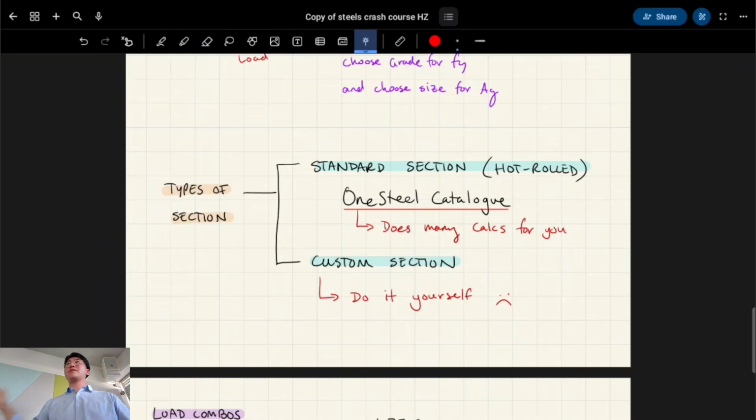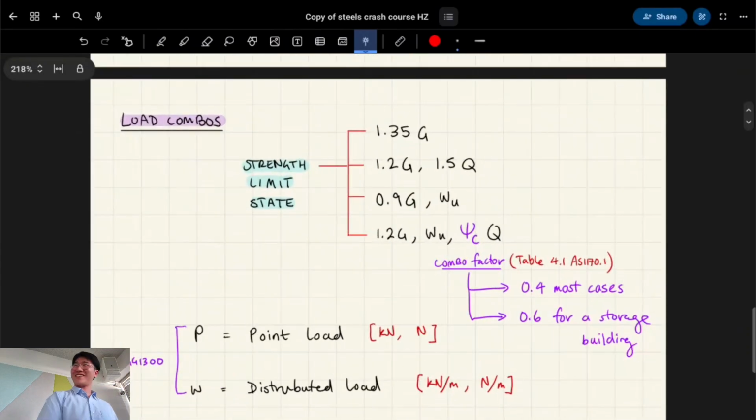So custom sections are harder. They take longer, and you're not really expected to do custom sections in your finals because it takes too long, unless you're me, because in my year. Anyway, sorry. It's really hard, isn't it?